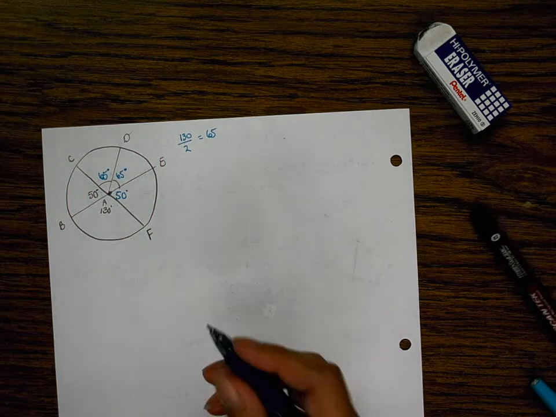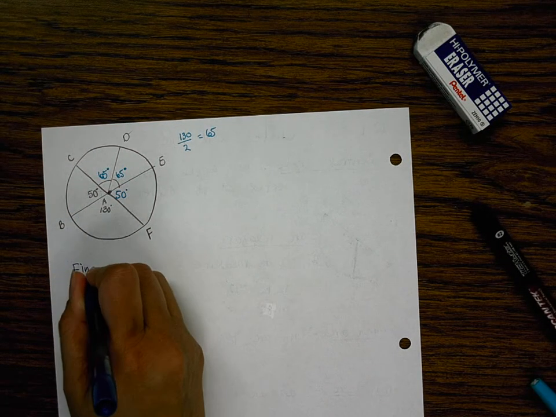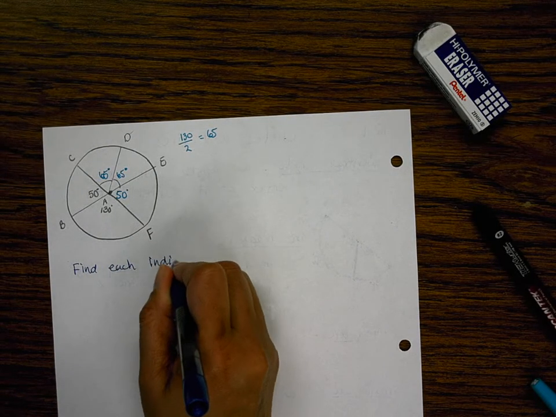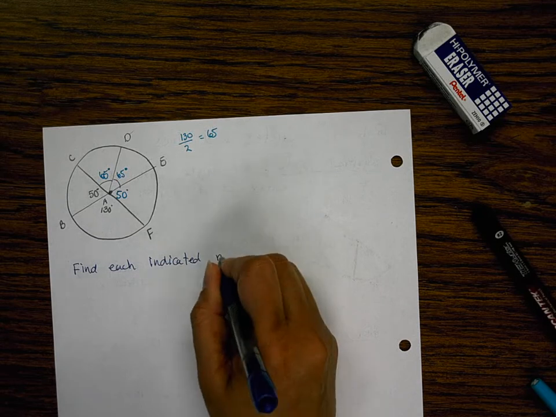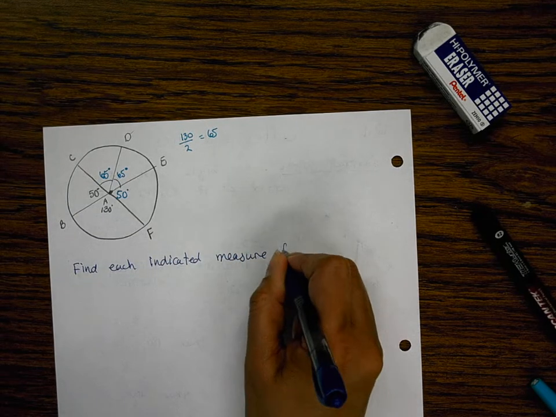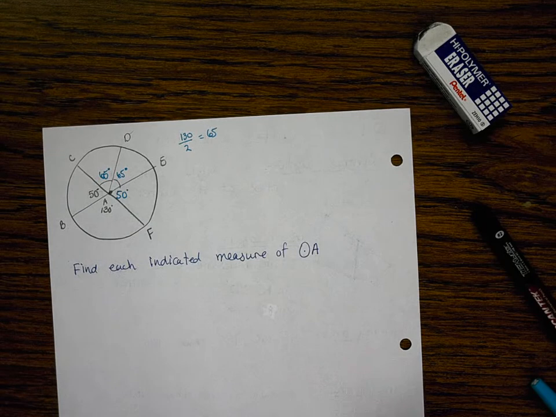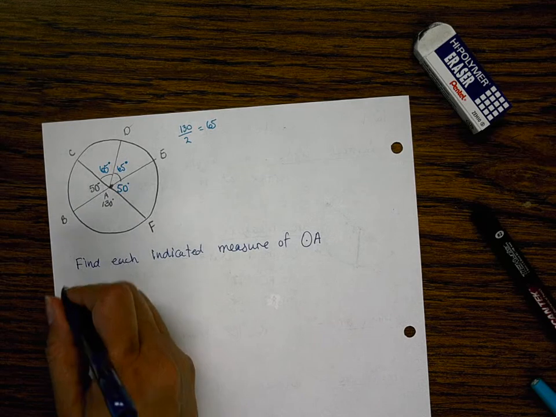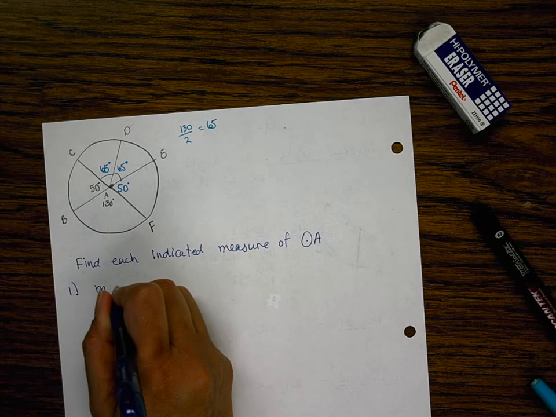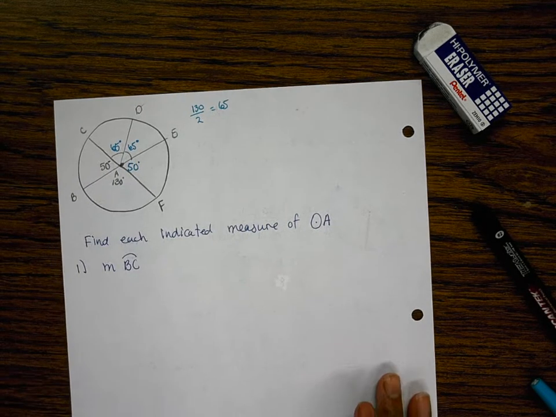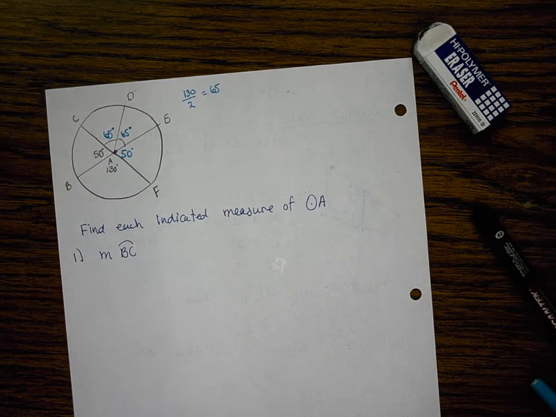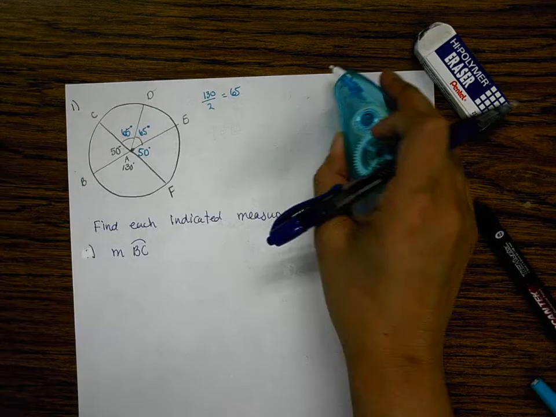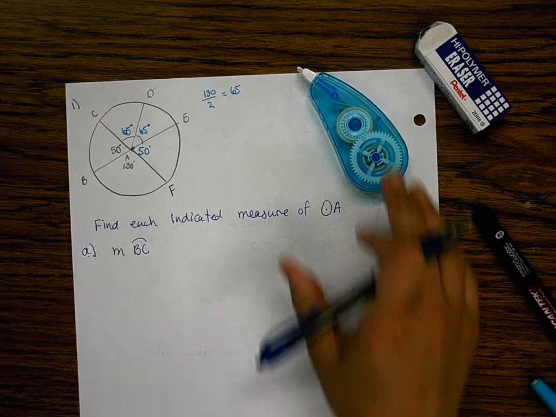Now, when you're doing your work, it's going to be like this, where they only give you some numbers and you have to figure out the rest. Find each indicated measure of circle A. A is where the center of the circle is. Number one, the measure of arc BC. I'm going to call this whole problem number one, and I'm going to change this to letter A.